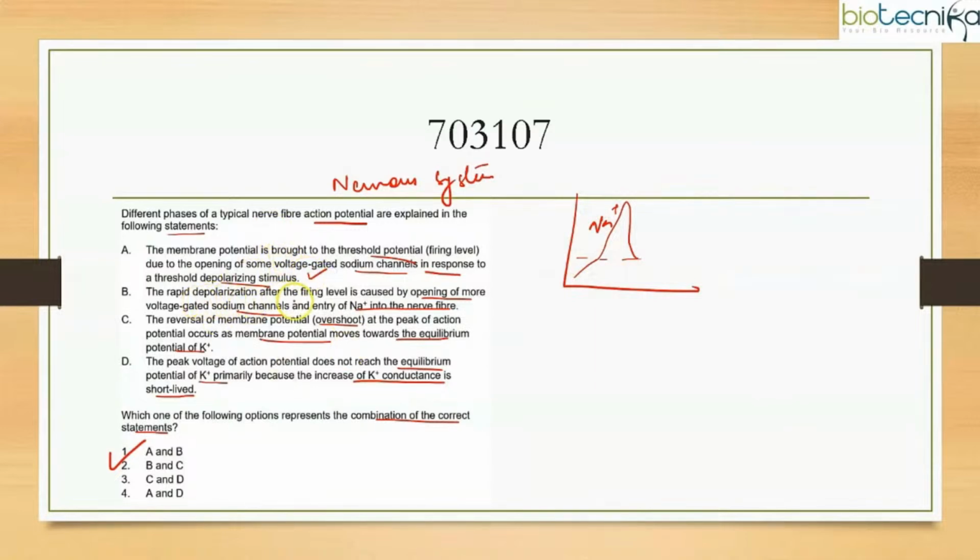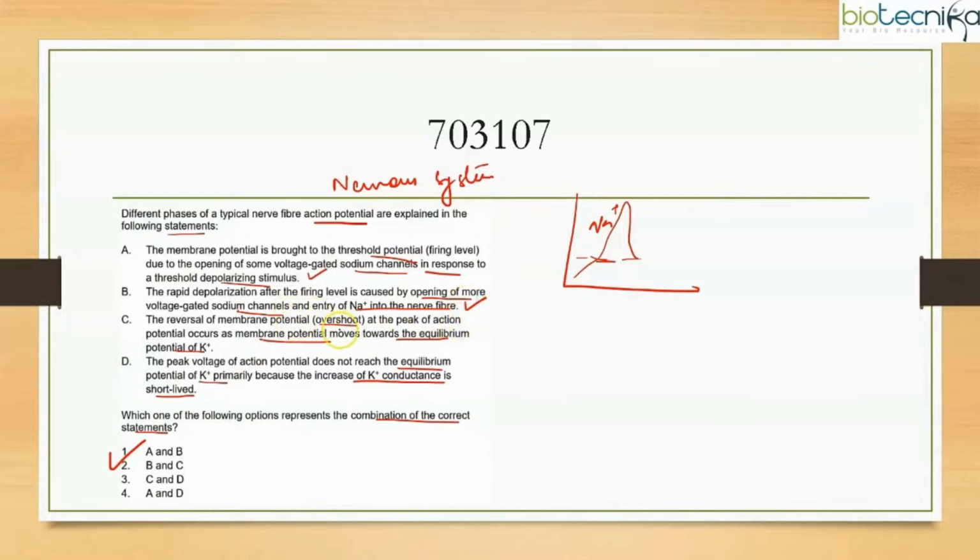Statement B says the rapid depolarization after the firing level, that is after the threshold, is caused by opening of more voltage gated sodium channels. That is also correct, because in the initial depolarization some sodium channels will open, and then there is fast depolarization where a large number of voltage gated sodium channels open and sodium enters inside. So B is also correct.